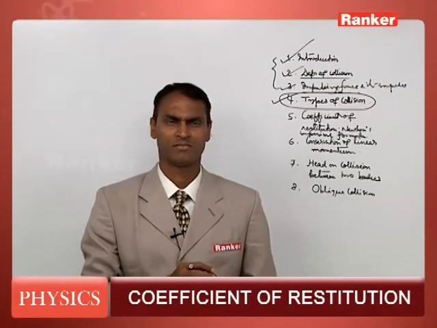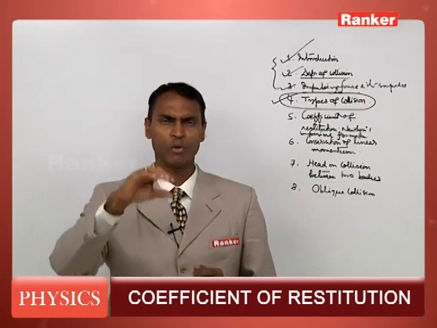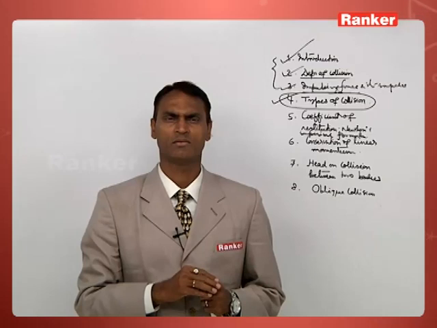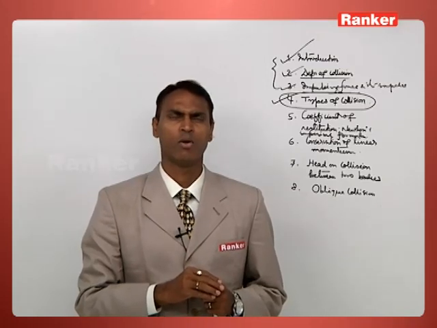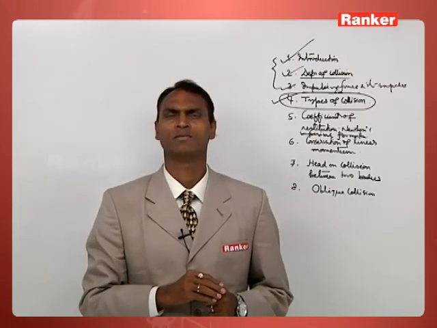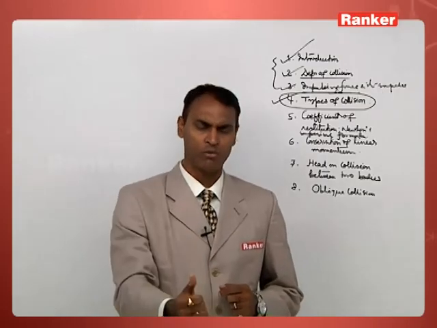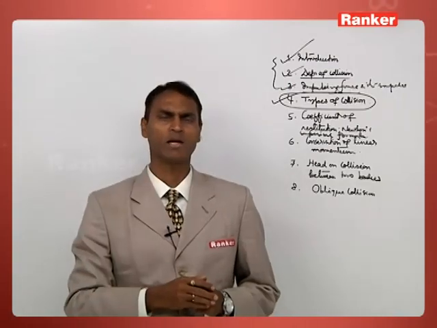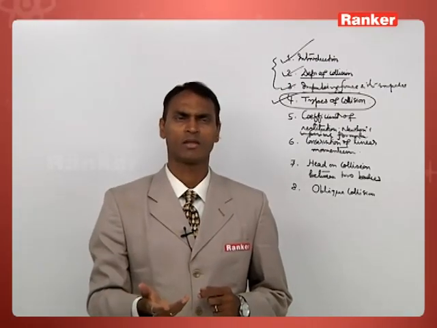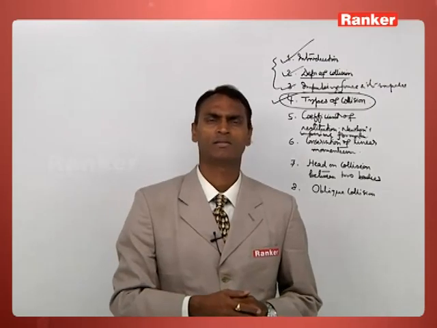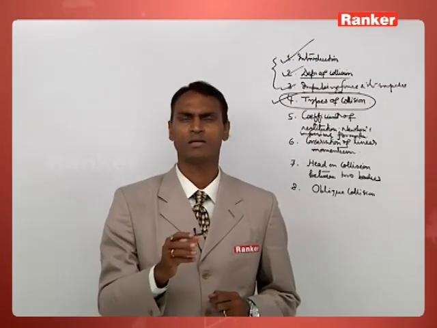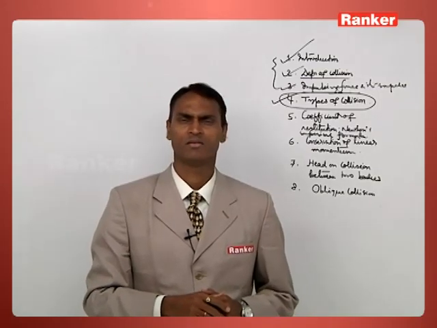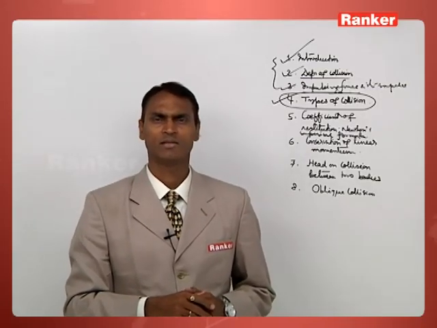In other words, we can say that the ball departs. The ball was approaching just before the collision. With what velocity was the ball approaching? 10. Just after the collision, the ball will go up. It will get separated. It will separate from the ground. With what velocity? That is obviously less than 10, because part of the energy will be lost in the form of heat, light and sound.